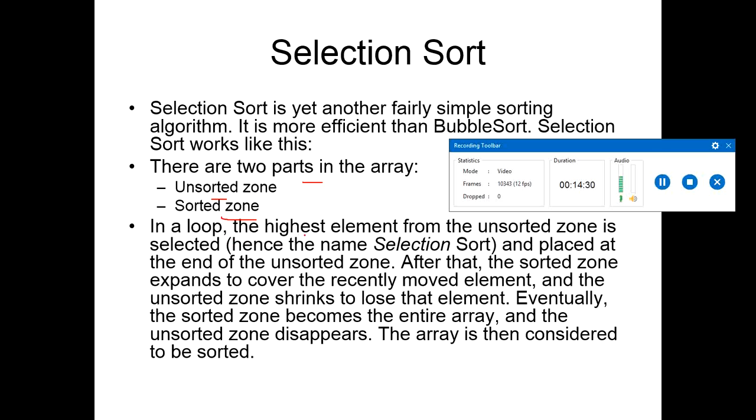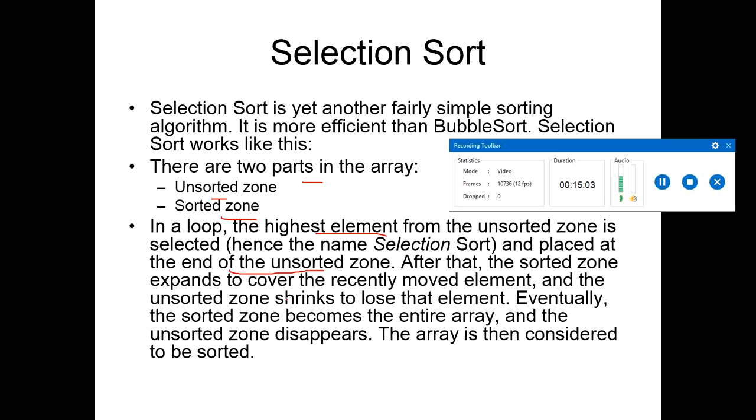So in the loop, the highest element from the unsorted zone is selected, and hence it is called selection sort. That's why it is selection sort. And the highest element, we place it at the end of the unsorted zone. After that, the sorted zone expands to cover the recently moved element and the unsorted zone shrinks.